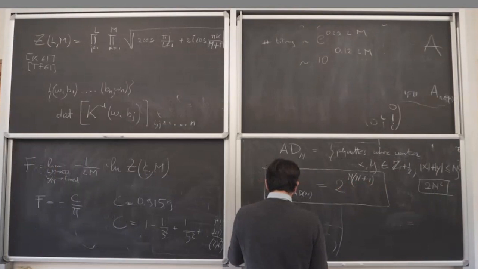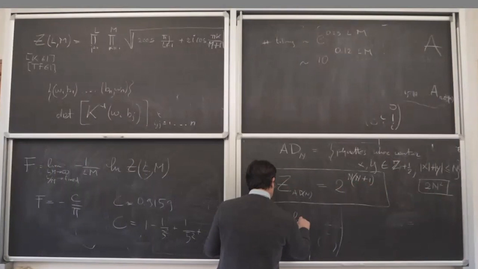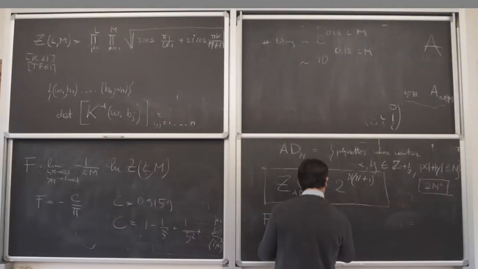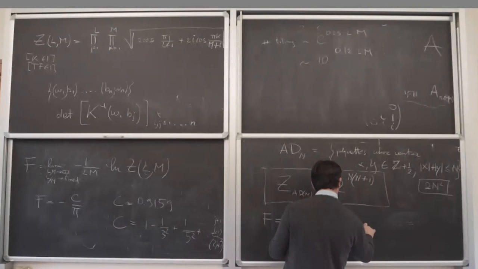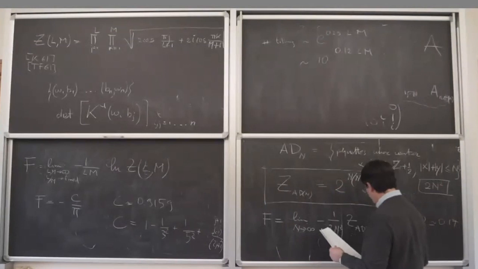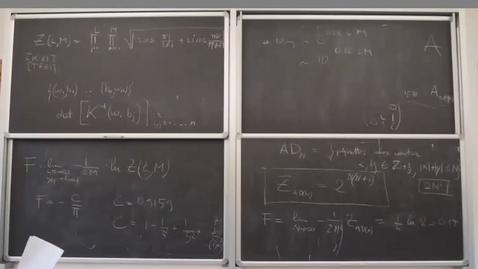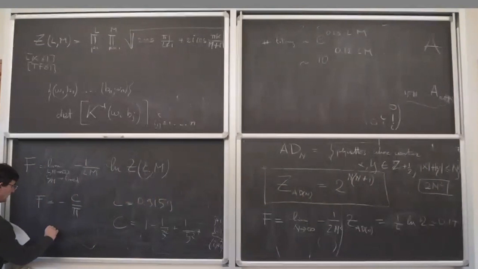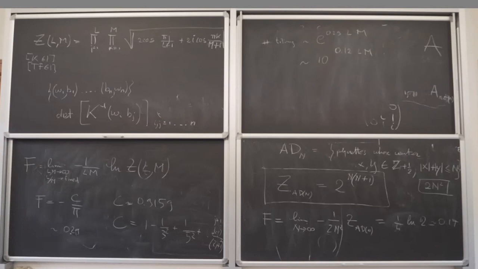So you can compute again the free energy. As usual, you have to take the limit, divide by the number of sites, the partition function. And what you have is, of course, this. So what you see is that the free energy per site, which was here something like 0.3, 0.29, is here 0.17, which is much smaller.